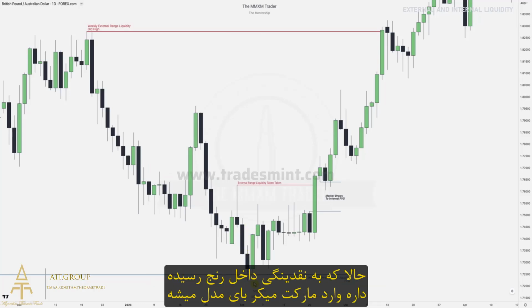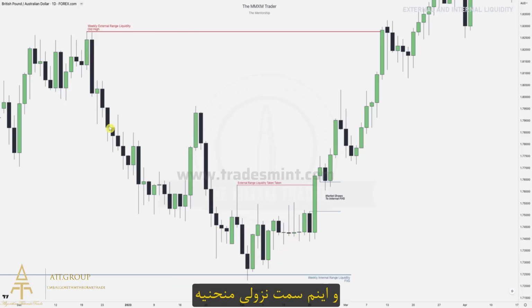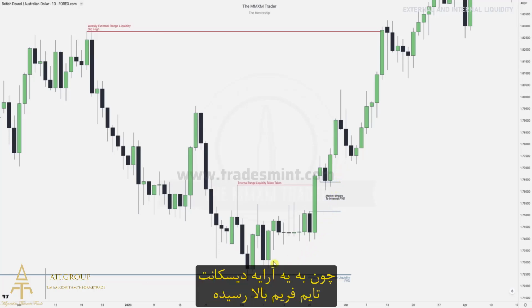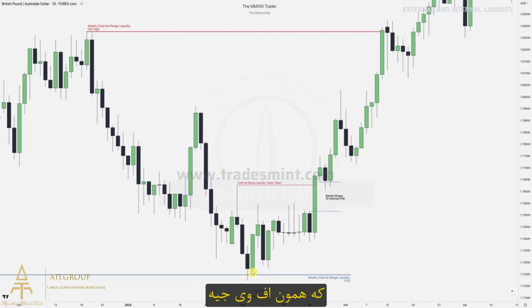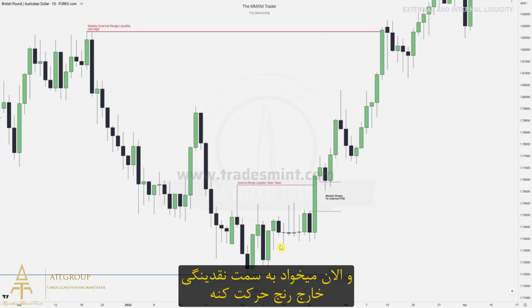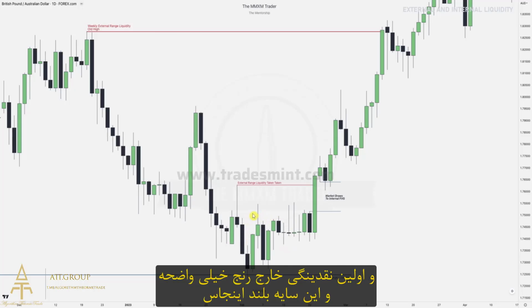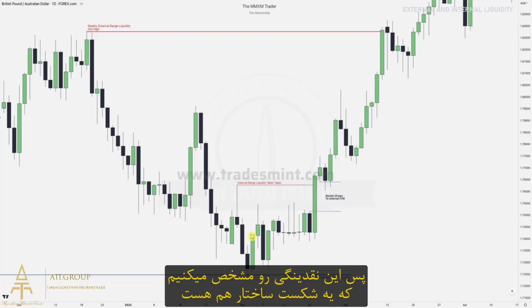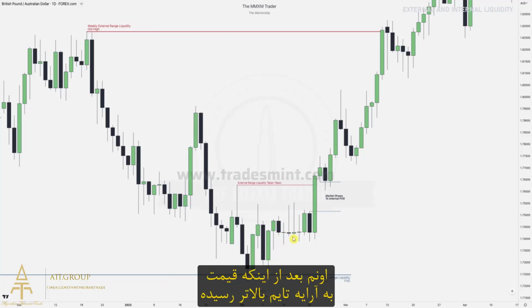Now we've hit that internal range liquidity, going into a market maker buy model, right? This is the sell side of the curve over here. Then we're going into the buy side of the curve over here because we hit a higher time frame discount array, right? It's a fair value gap. So now we're going to reach for external range liquidity. And the first external range liquidity, which is very obvious, is this long wick here. All right, so we're going to eye up this liquidity, which is also a break of structure after we hit that higher time frame array.